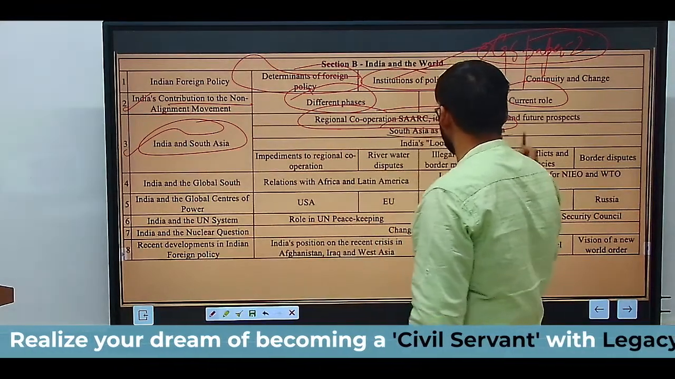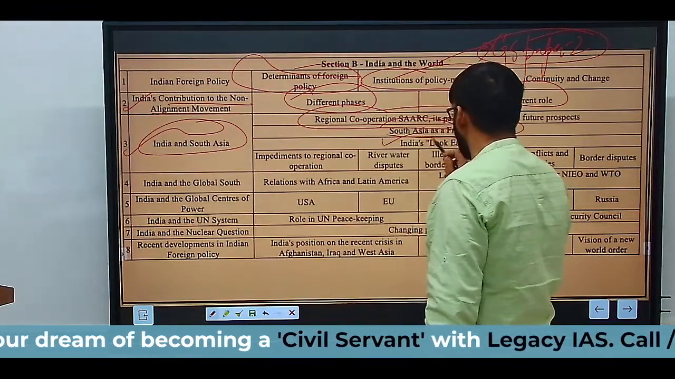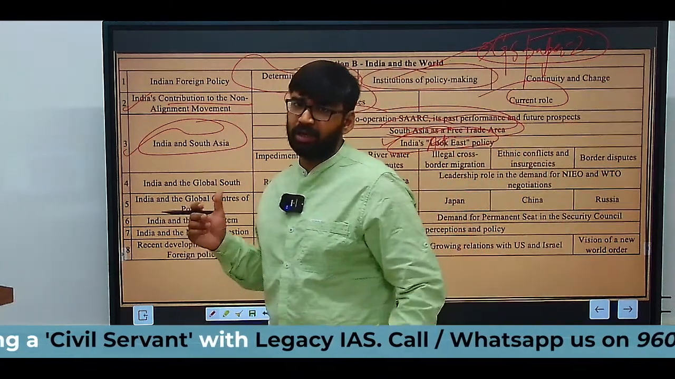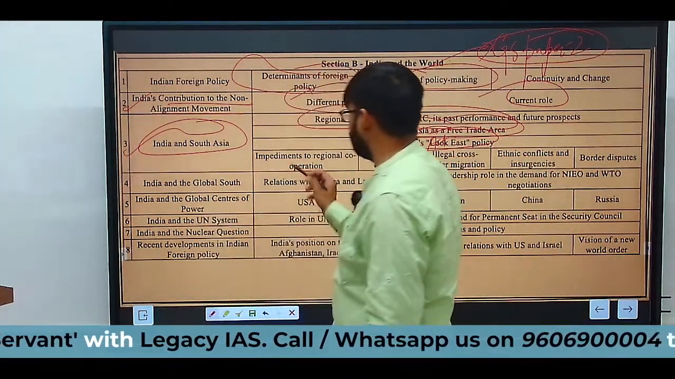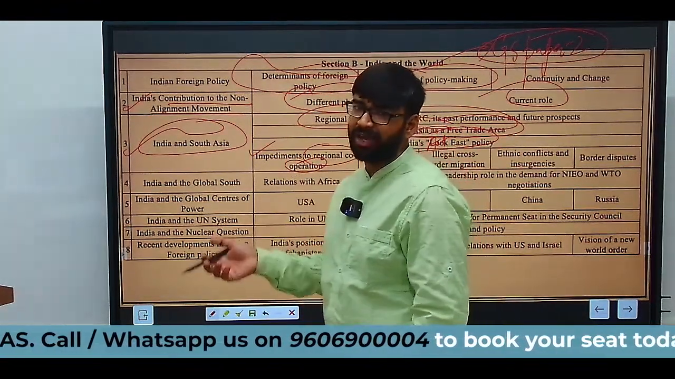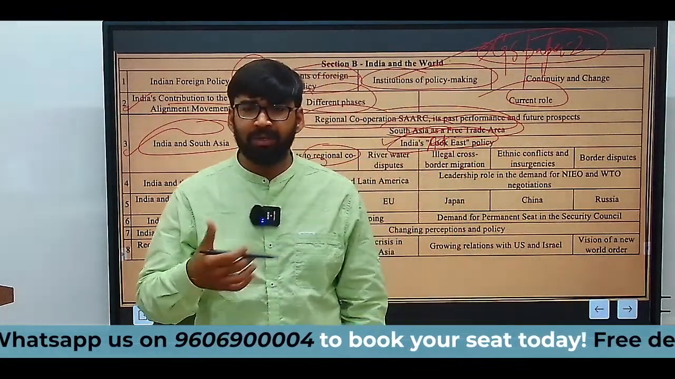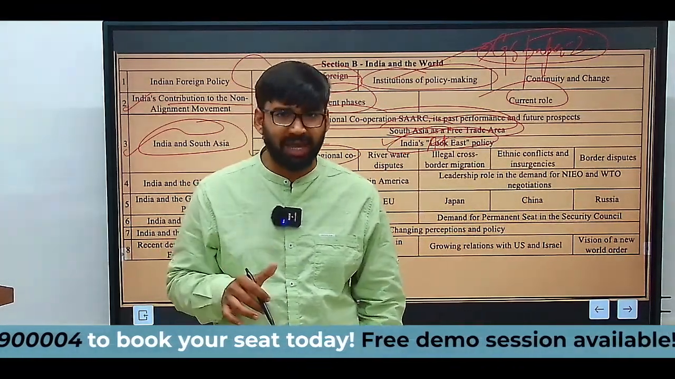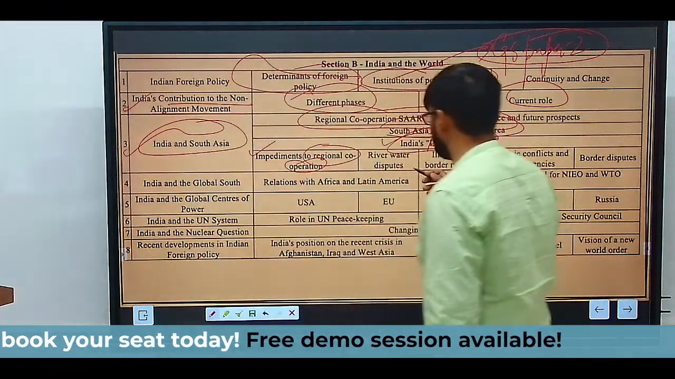Then South Asia as a free trade area, then Act East policy. Now Look East has become Act East policy. Then what are the impediments to regional cooperation? For example, SAARC is a failure. SAARC became a defunct organization after the 2016 Uri attack. Getting my point? So these things we are going to discuss.